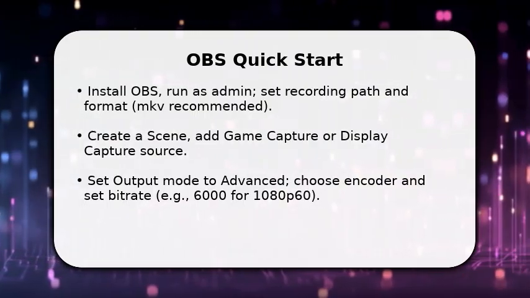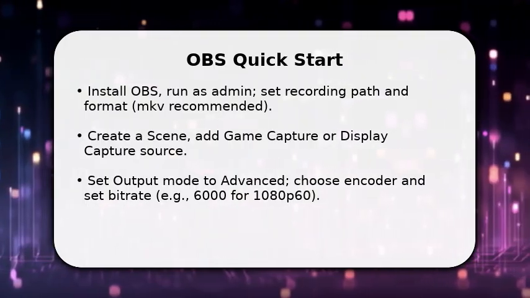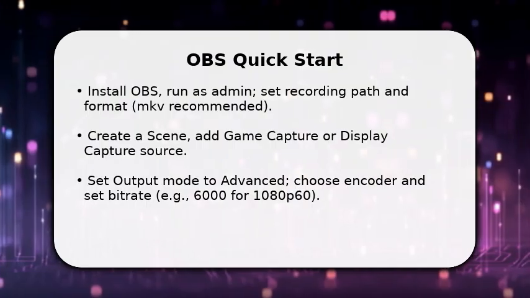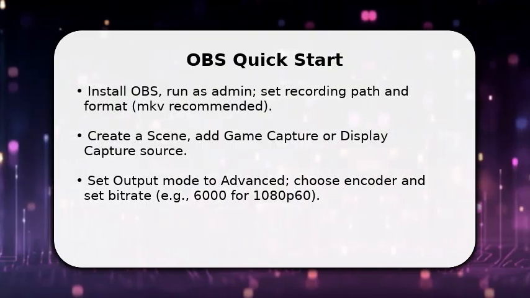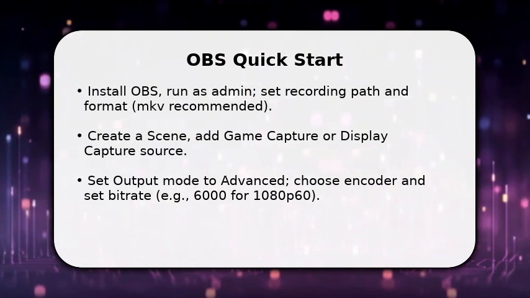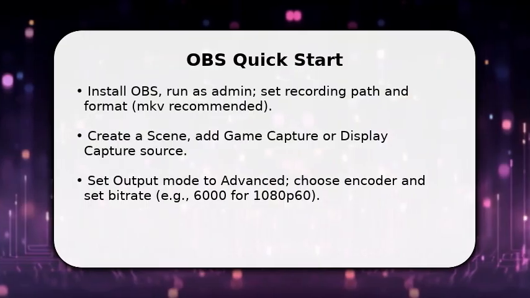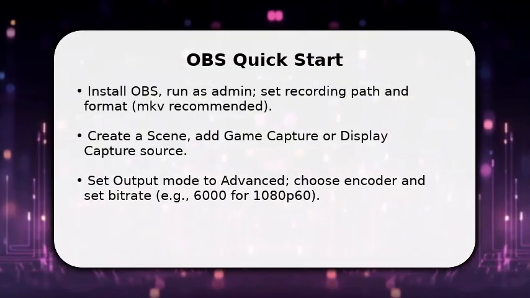Once done, open Settings Output in Advanced Mode and select an encoder. Hardware NVENC reduces CPU load. Software X264 gives higher quality per bitrate. Make sure your bitrate matches resolution and frame rate. 6000 is a solid baseline for 1080p 60.